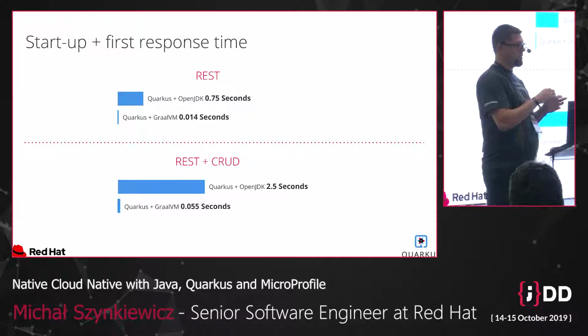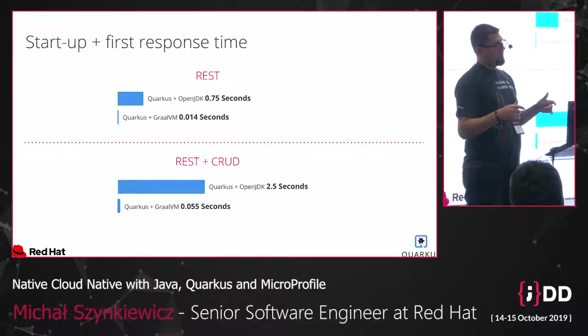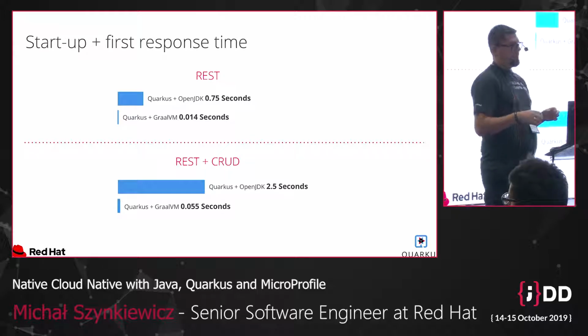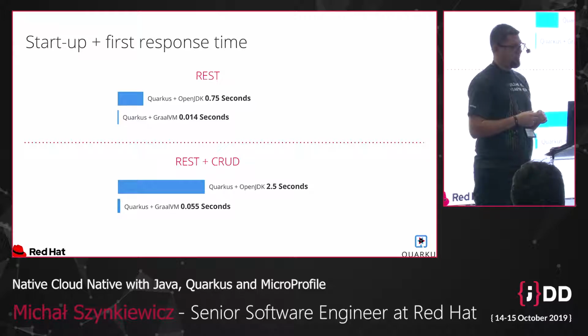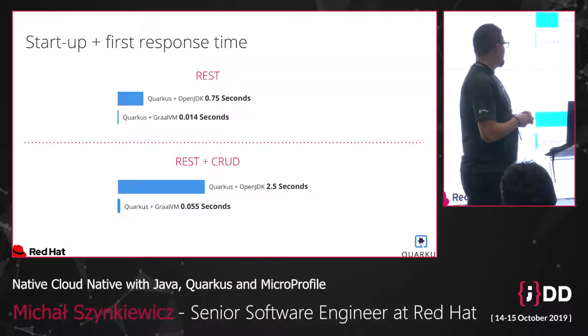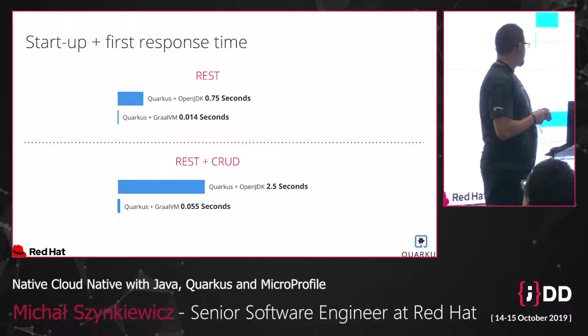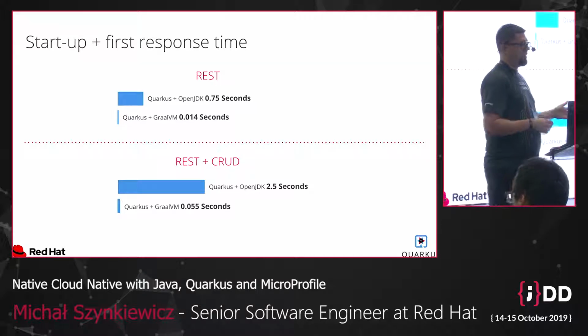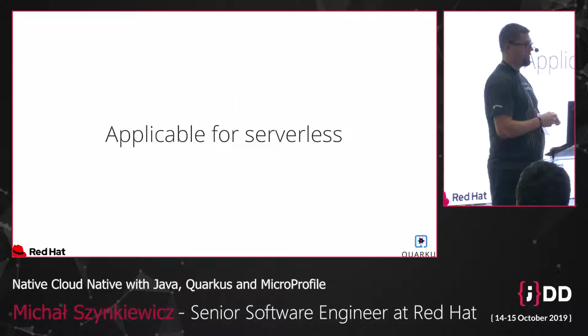So again, the measurements were made after starting and handling a request. So a simple REST application was able to start and handle a request on the JVM in three quarters of a second. But if it was compiled natively, it was 14 milliseconds. And if you start to talk to the database, in the JVM mode, it will be 2.5 seconds, and in the native mode, it will be a few tenths of milliseconds. So this is really fast, in my opinion.